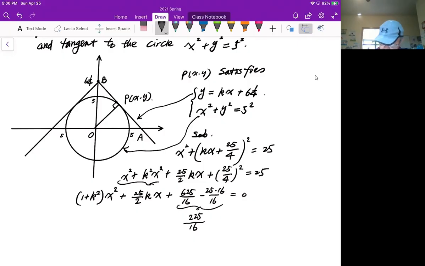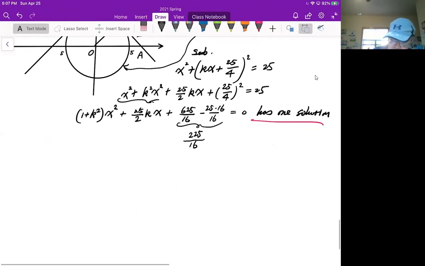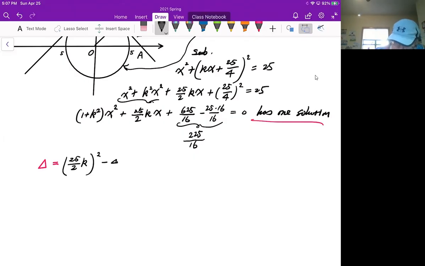So that means this equation has exactly one solution. Well, how do I know a quadratic equation has one solution? That means the determinant is equal to 0. That's the tricky thing here. This one has one solution because it's tangent. So that means the determinant theta is equal to (25 over 2k) squared, minus 4ac, 4 times 225 over that, equal to 0. And then you can solve for the k here.